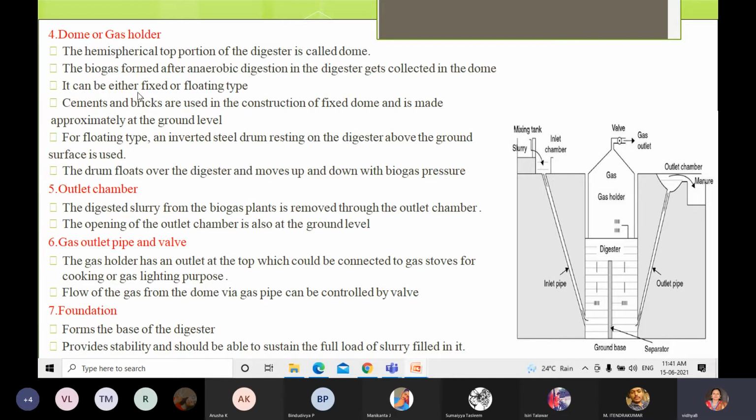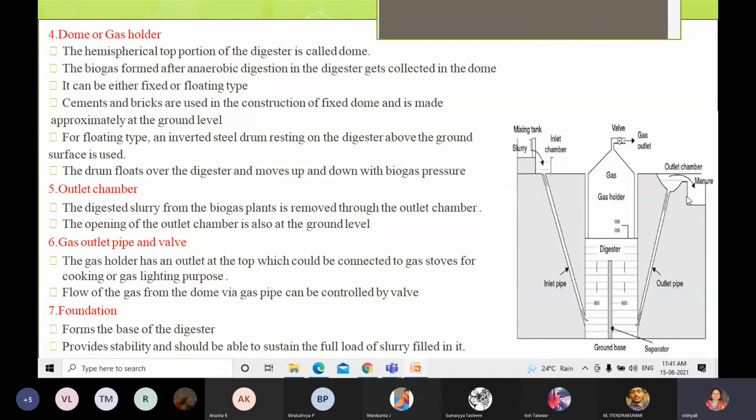Next, cement and bricks are used in the construction of the fixed dome, and it is made approximately at ground level. For the floating type, an inverted steel drum resting on the digester above the ground surface is used. The drum floats over the digester and moves up and down with the biogas pressure. You can see here the dome and gas outlet. The drum floats over the digester, moving up and down with the biogas pressure.